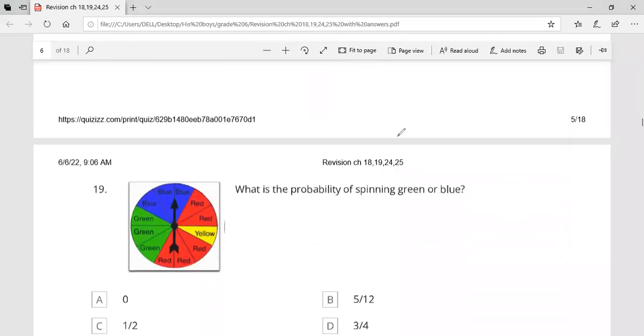The next one, probability of green or blue. You have to add the number of green and the number of blue. Green, we have 3, and blue, 1, 2, 3. If you add them, 6 out of how many total? 12. Divide by 6, and we get 1 out of 2. If you want to find it as a percent, multiply by 100. Here is 1 out of 2. Yes. The next one.